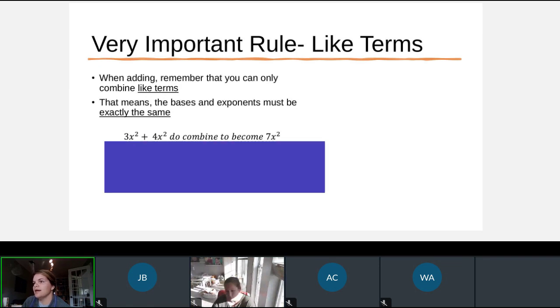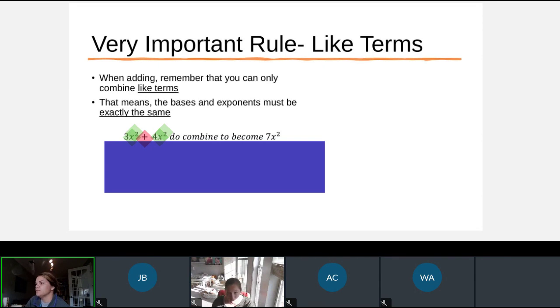Alrighty. 3x squared plus 4x squared. Those will combine, okay, because let's check. Do they have the same variable, x and x, same exponent, squared and squared? Yes. So combine means I'm going to look at the operation that's happening. It's a plus sign. 3 plus 4 is 7. And then you keep your base and your exponent. When adding, you just keep the base and the exponent. We're going to add the coefficients.